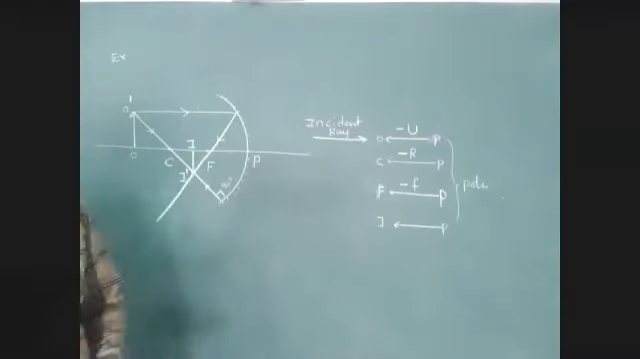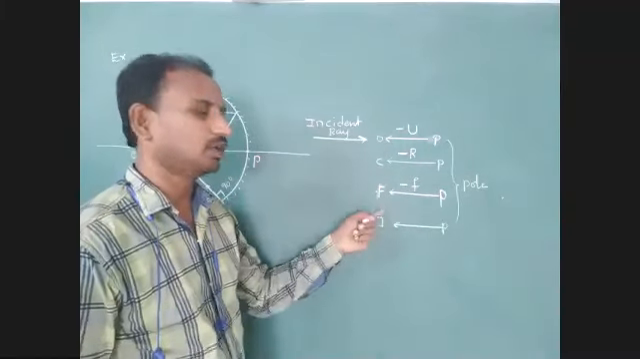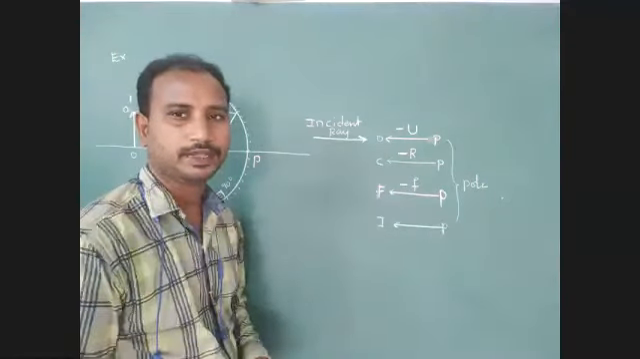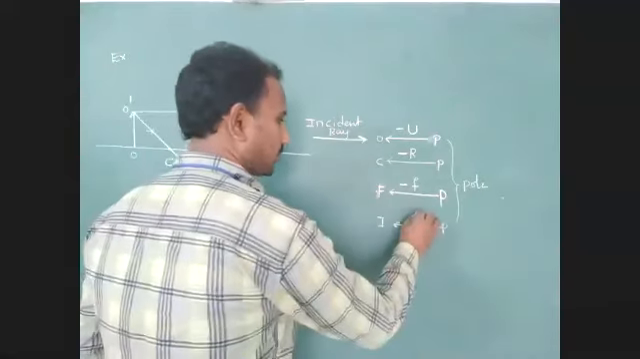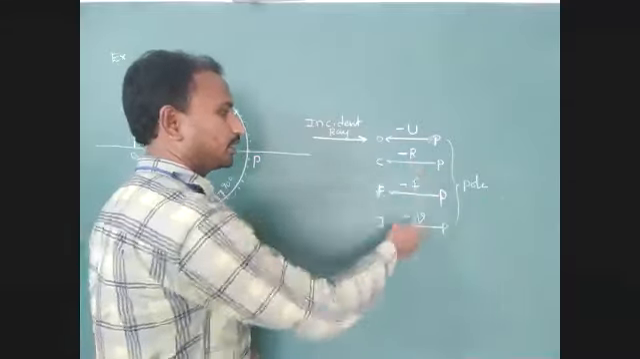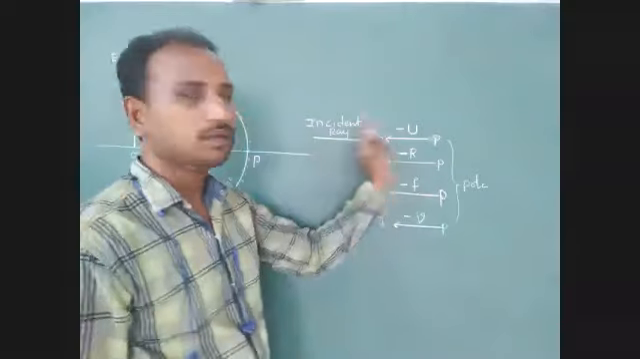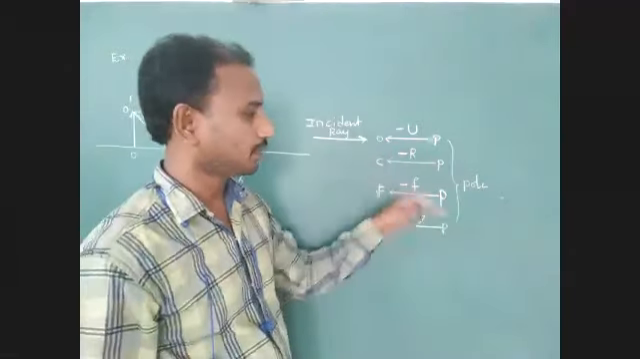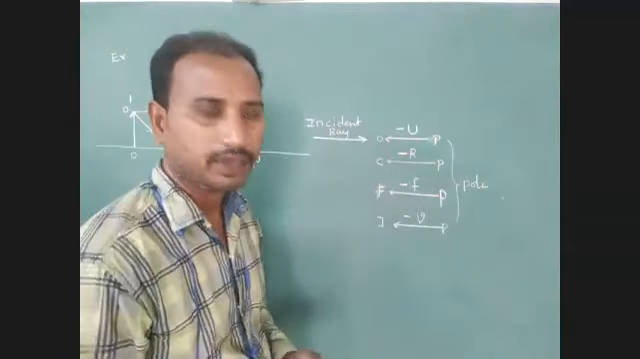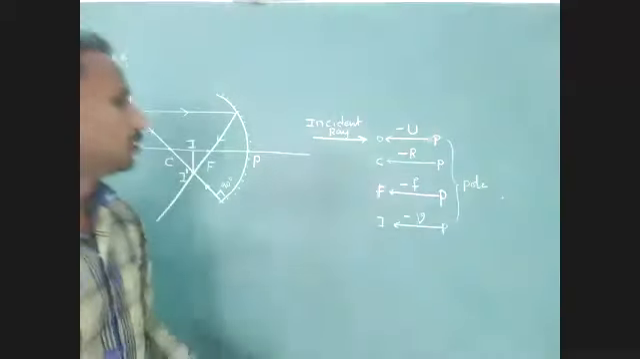Okay, with respect to the pole, you have to calculate the object distance, radius of curvature, focal length, and image distance. Understood, students? Here, image distance sign convention, plus or minus? Minus. Here, the direction is opposite to the incident ray, so the sign convention is minus. Minus u, minus R, minus f, minus v. Understood, students? Okay, note down this information.